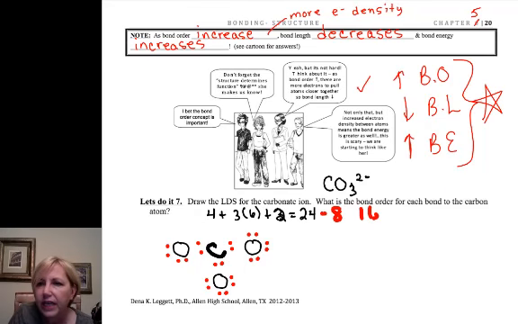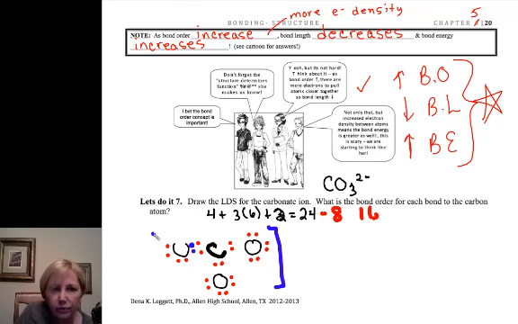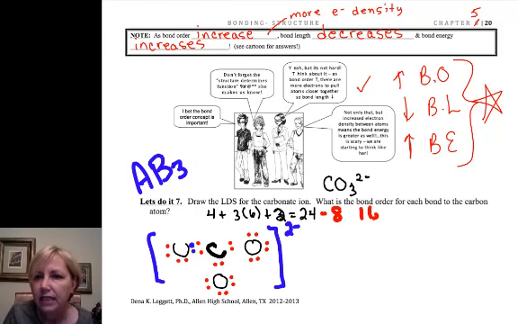All right. Now, we can't just move those 2 electrons over because now the carbon's not satisfied, right? And if mama goes hungry, then there's a real problem because mama can't take care of everybody. So mama will share those 2 electrons. Now, it's an ion, so we still need our brackets and our charge. And this would be an AB3 structure.